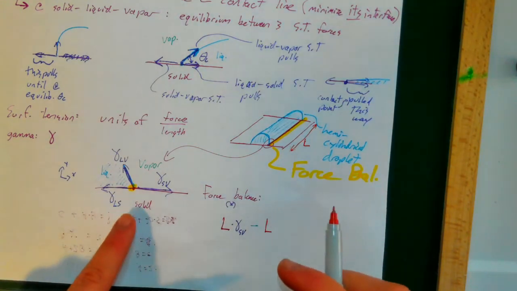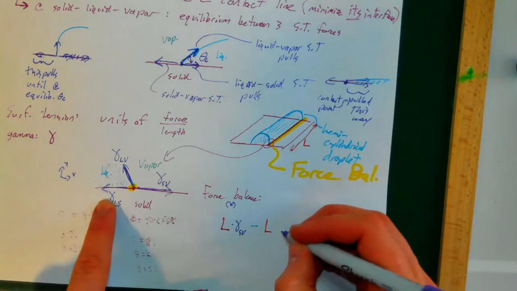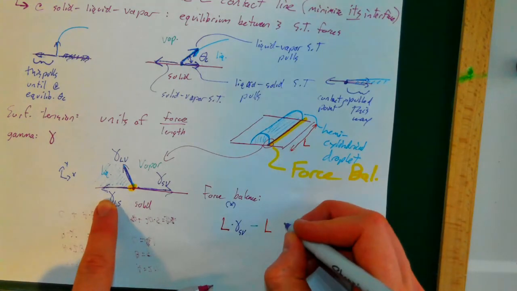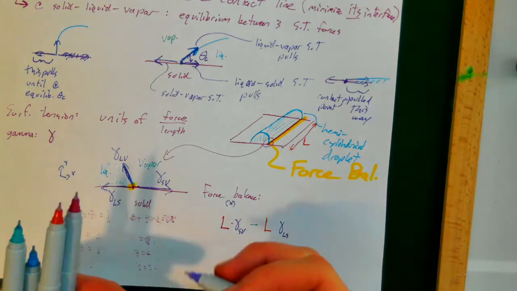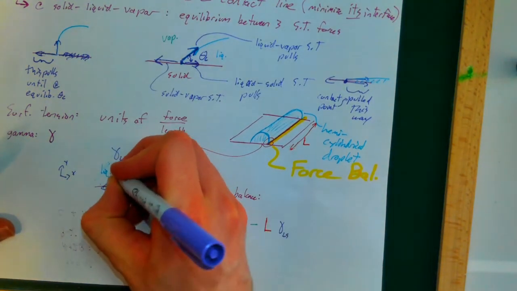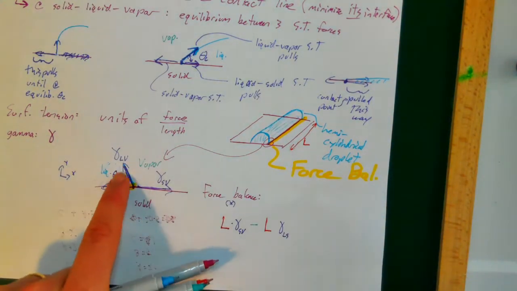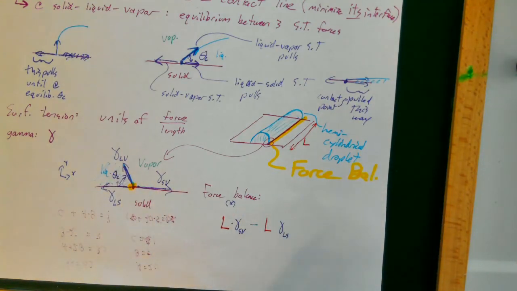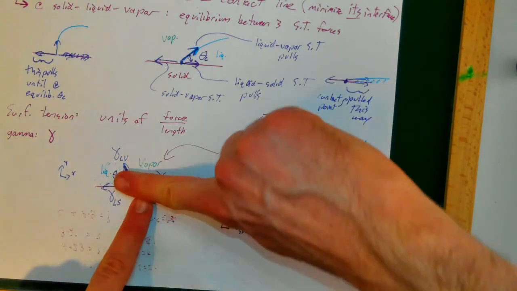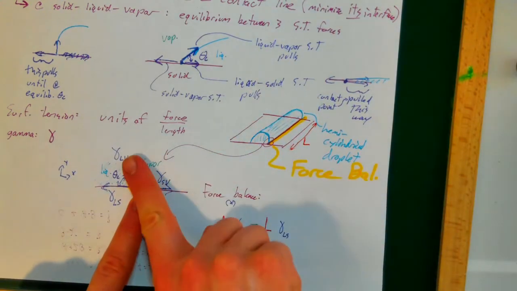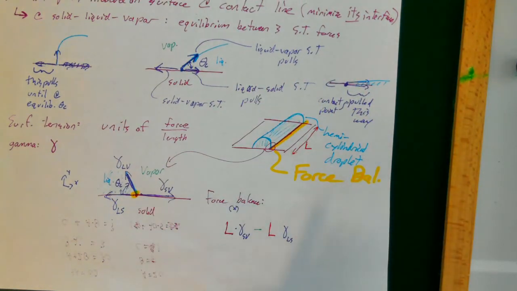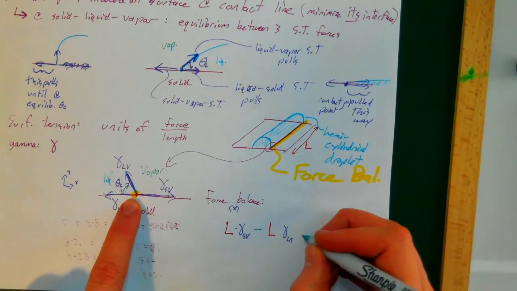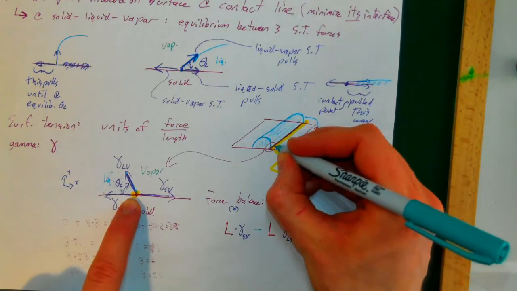It's also acting over a length L, and it's also acting purely in the negative x direction. So I have my liquid-solid interface right here. And then here, I have my contact angle right here. There's an x component of the liquid vapor force acting in the negative x direction, and that's acting over a length L.